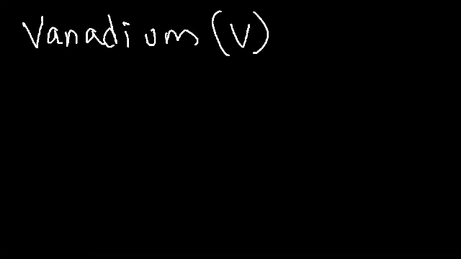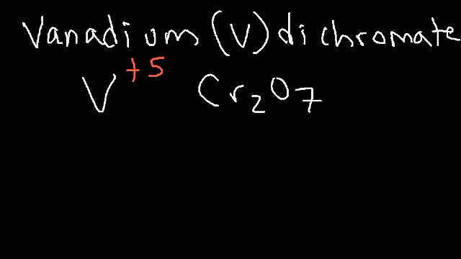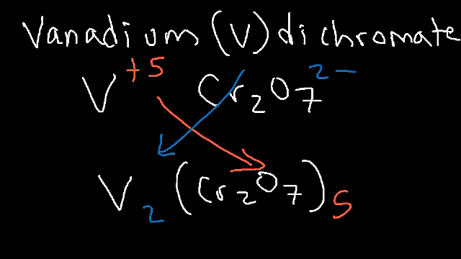Try this one. Vanadium(V) dichromate. So vanadium can have an oxidation state of 5. Dichromate is Cr2O7 with a negative 2 charge. So the 5 is going to move to the right, and the 2 is going to move to the left. So it's going to be V2, and then in parentheses, Cr2O7 times 5. So that's vanadium(V) dichromate.